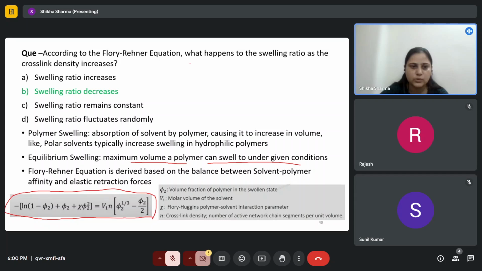So now let's solve the question. It is asking, according to the Flory-Renner equation, what happens to the swelling ratio as the cross-link density increases? The swelling ratio will decrease when the cross-link density increases. We can see N is the cross-link density value, right? N is the cross-link density, and it is inversely related to the swelling ratio, which is the volume fraction. If we understand physically, the more the cross-linking, the lower the swelling ratio will be.